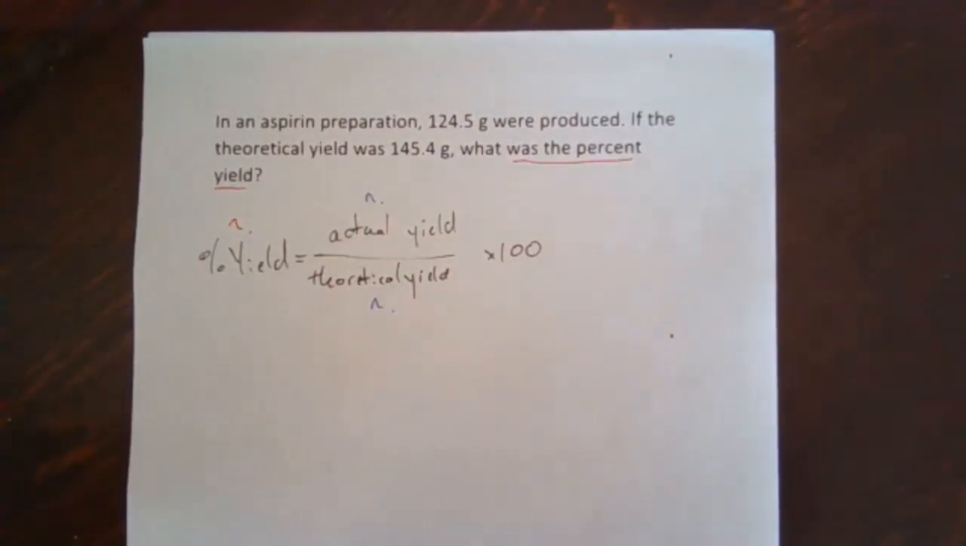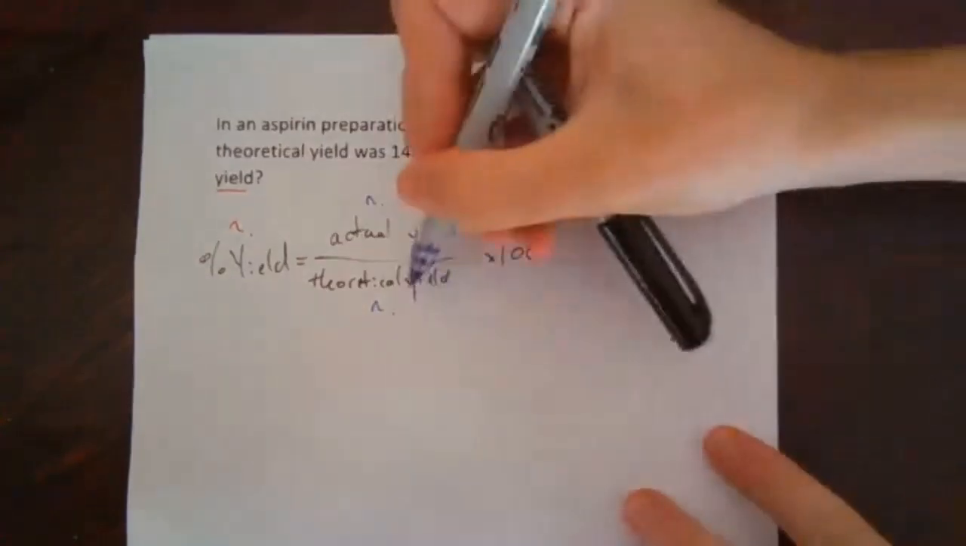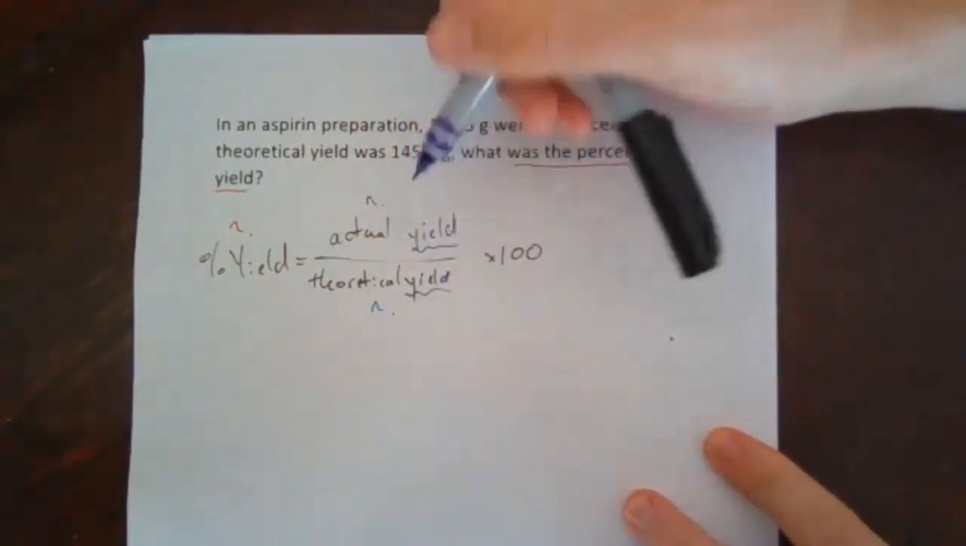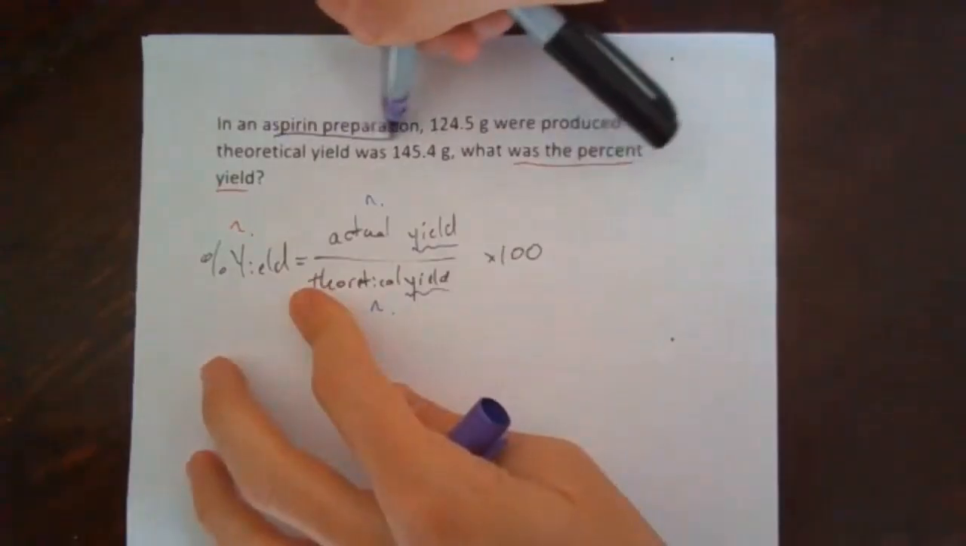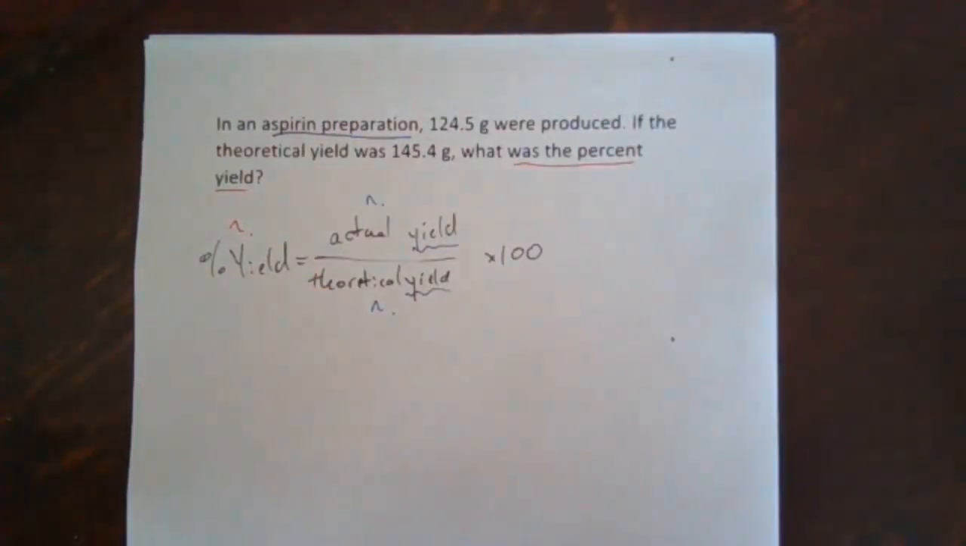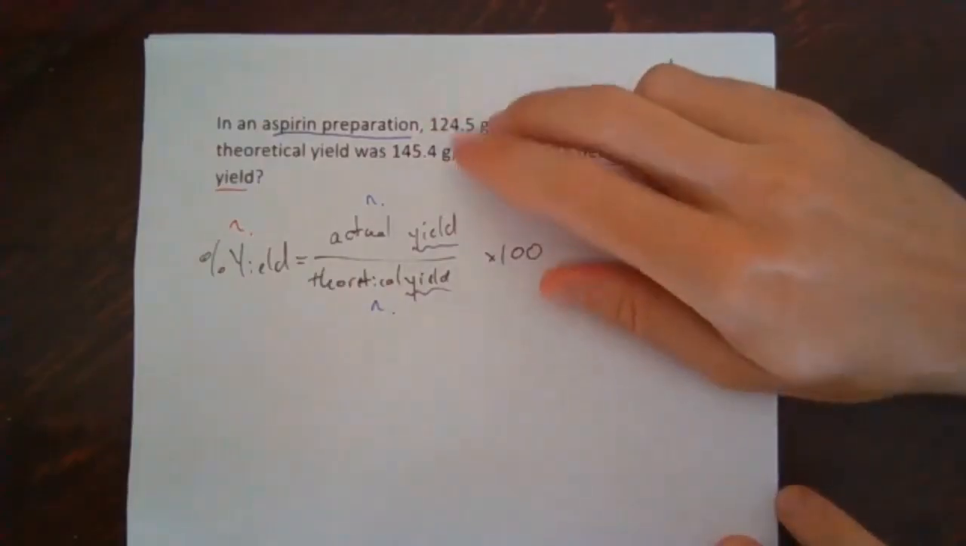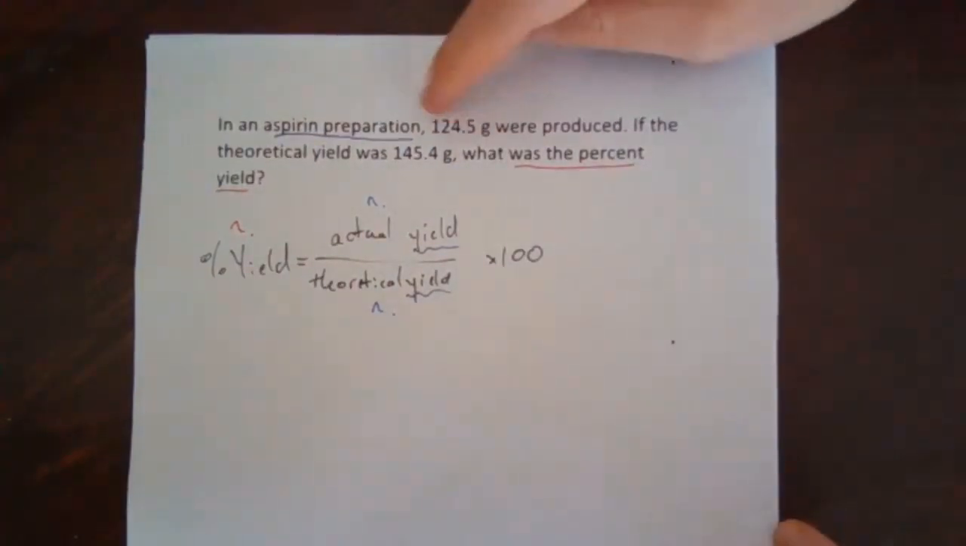And so when we see this word yield, that needs to be a mass of product. So aspirin preparation means I'm trying to make aspirin. So all of these yields need to be masses of aspirin. Okay, so I would expect that they would always be a mass of aspirin. And so I have two masses that are given right here.